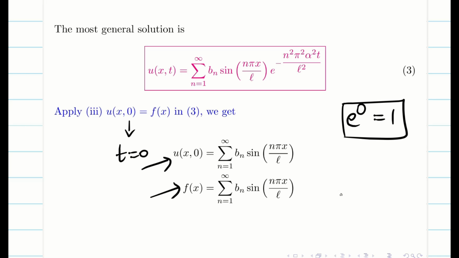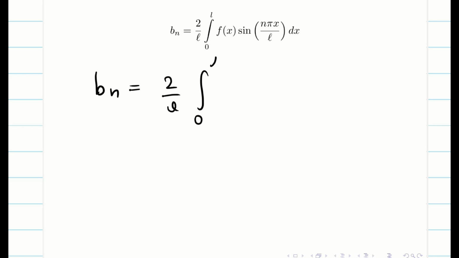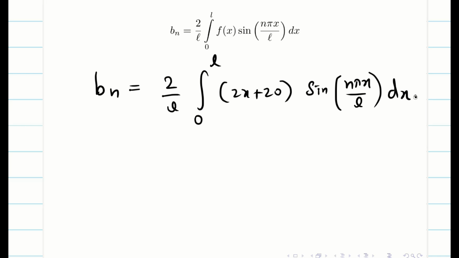Now it looks like my half range Fourier sine series. So we'll take the formula for half range Fourier sine series. Now we have to find B_n, where B_n is equal to 2 by L integral 0 to L, my f of x is 2x plus 20, sin n pi x by L dx. And what is the good thing in steady state conditions and zero boundary condition problem?